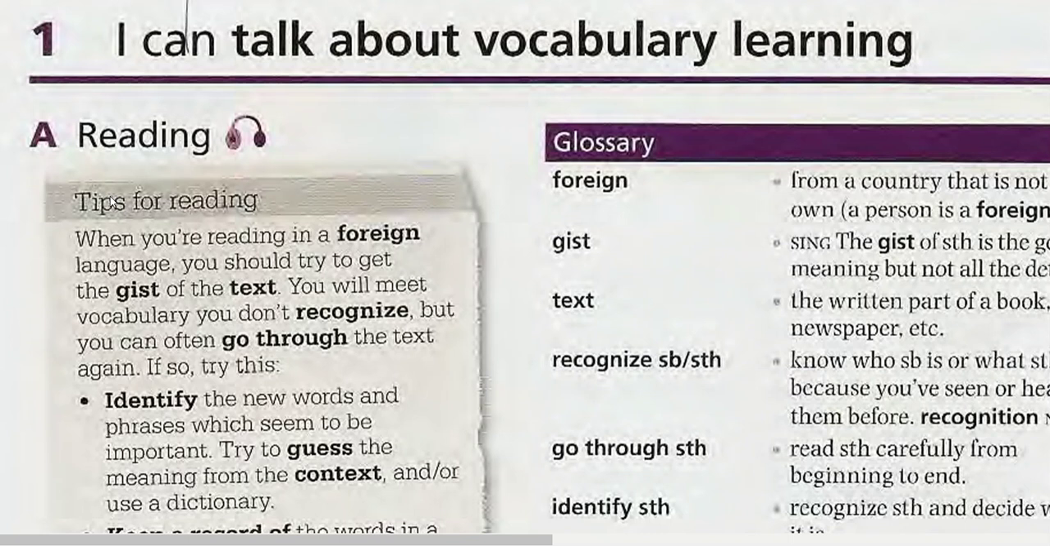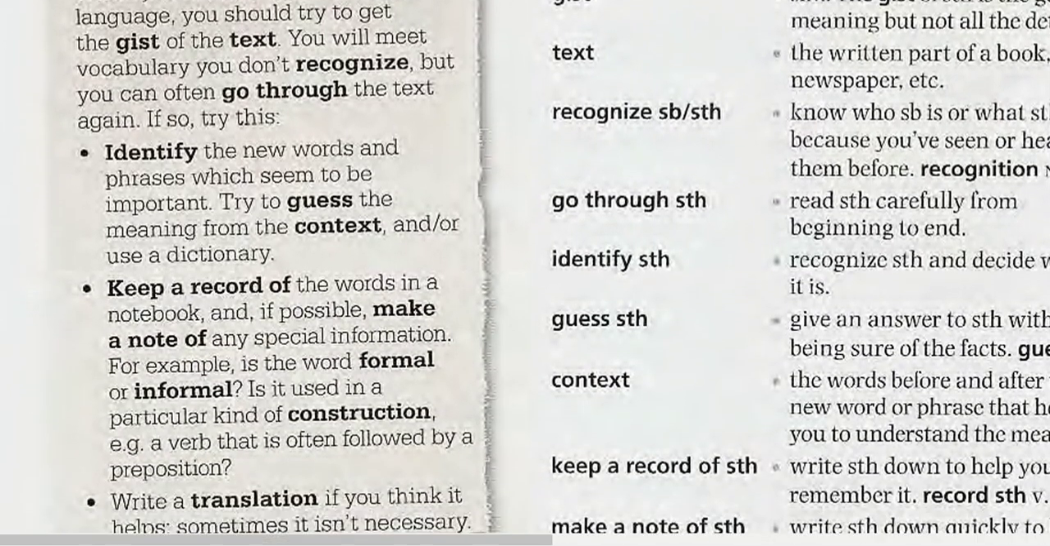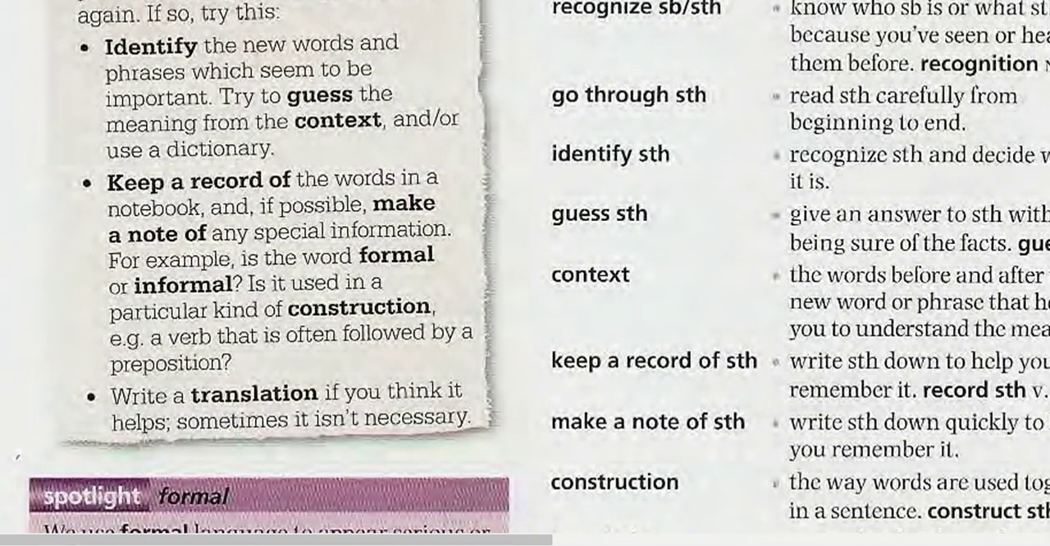When you're reading in a foreign language, you should try to get the gist of the text. You will meet vocabulary you don't recognize, but you can often go through the text again. If so, try this. Identify the new words and phrases which seem to be important. Try to guess the meaning from the context and/or use a dictionary. Keep a record of the words in a notebook, and if possible, make a note of any special information.